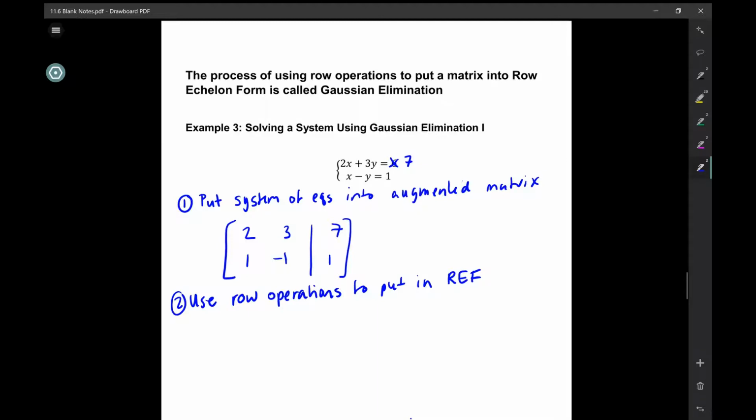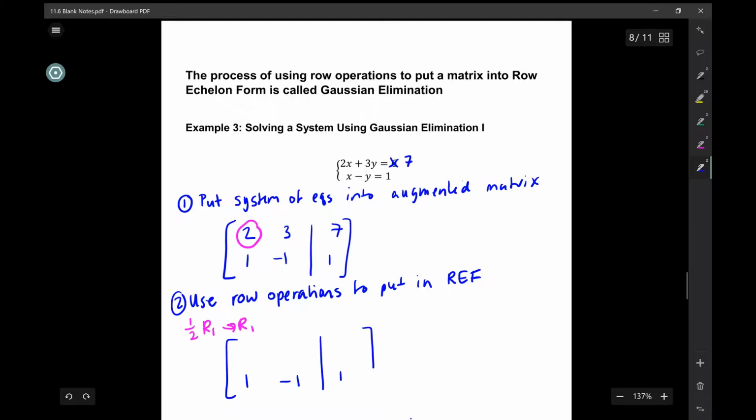All right, so the first thing I need to do to get this into reduced echelon form is get this to be a 1. The way I'm going to do that is I'm going to take 1/2 times row 1, and I'm going to replace row 1 with that. That will make that a 1. Row 2 isn't changing, so I'm going to recopy that down. Row 1 is equal to 1/2 of its previous value. So 1/2 of 2 is 1, 1/2 of 3 is 3/2, 1/2 of 7 is 7/2.